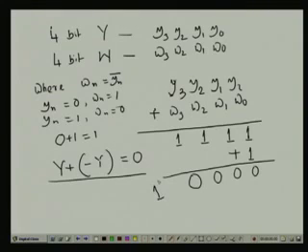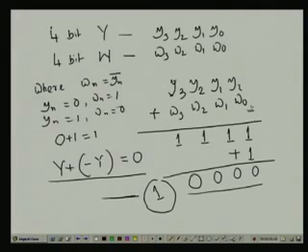So, now if I neglect this carry, or this overflow, if I drop this one, then my y plus w becomes 0. Now, see, y plus of minus y equal to 0. That means I have replaced this w as y complement. So, if I forcefully make y plus minus y equal to 0, then this w is my subtraction.